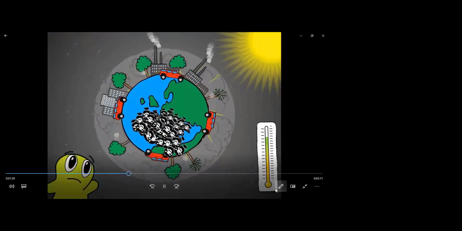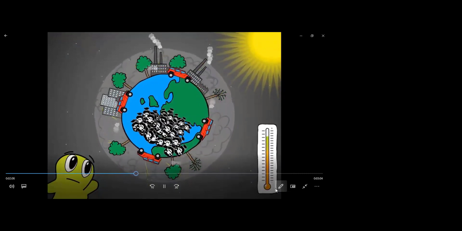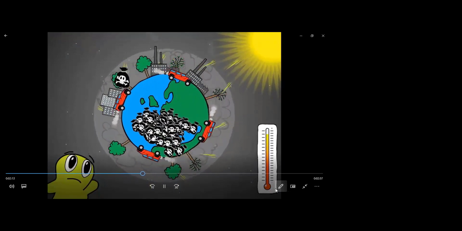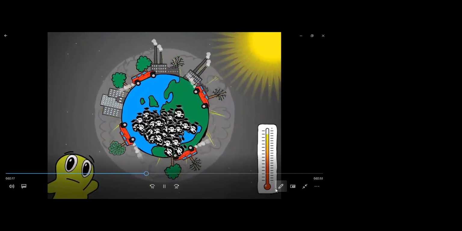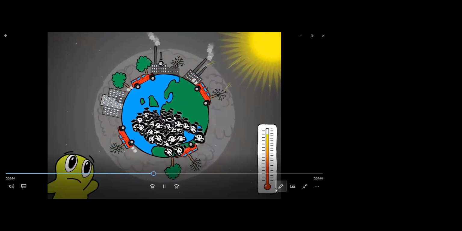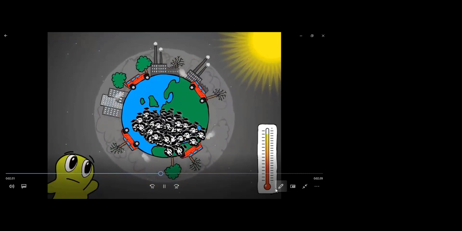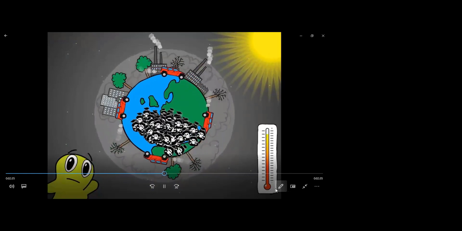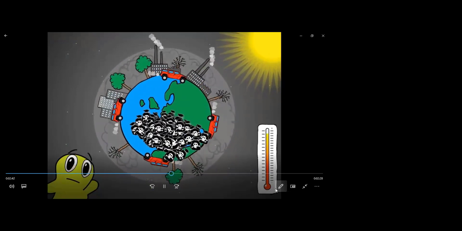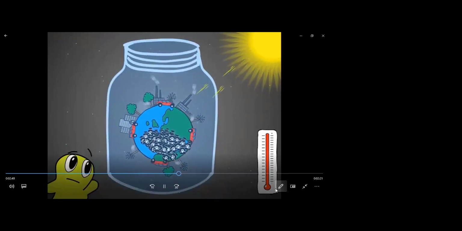Oh, look at the temperature. Almost hit the top. Oh, holy smoke. Greenhouse effects. You pay attention to the thermometer on the right side. Wow. Okay. Oh, so hot.